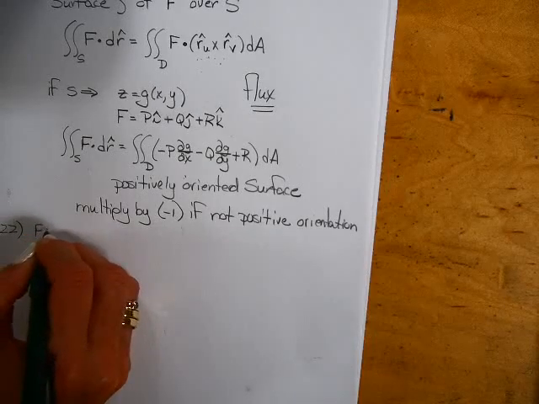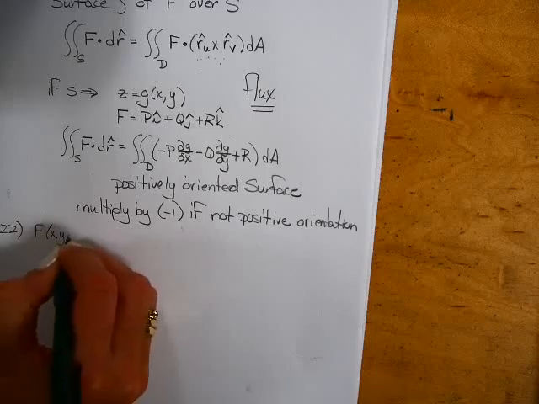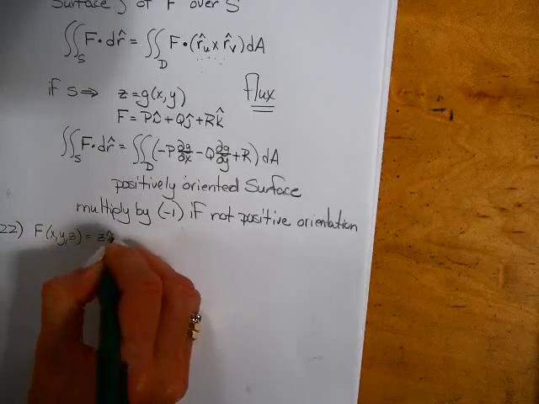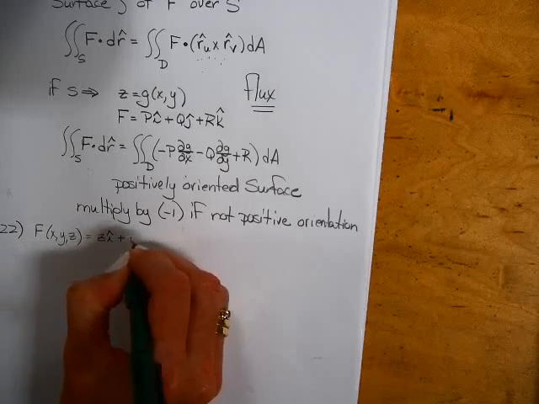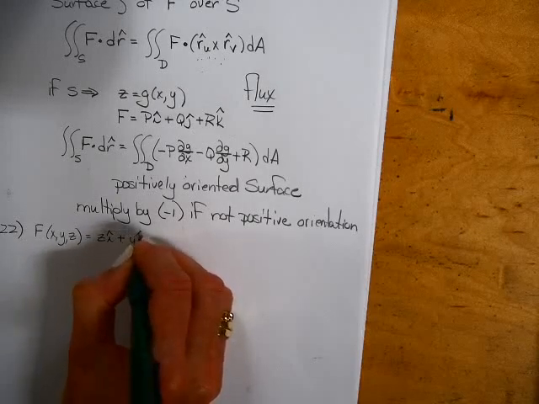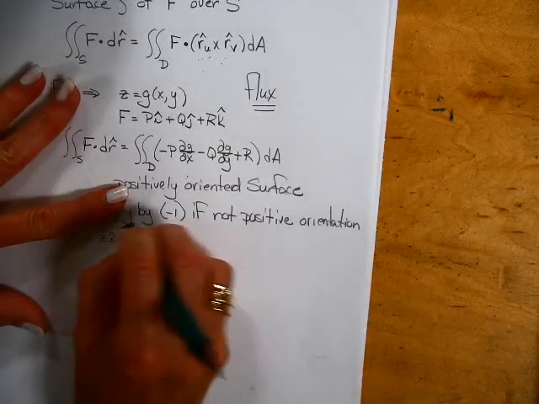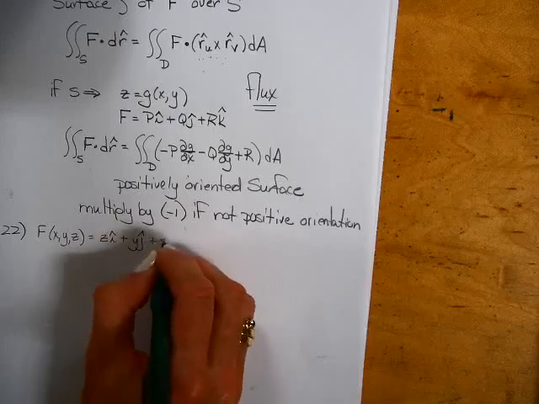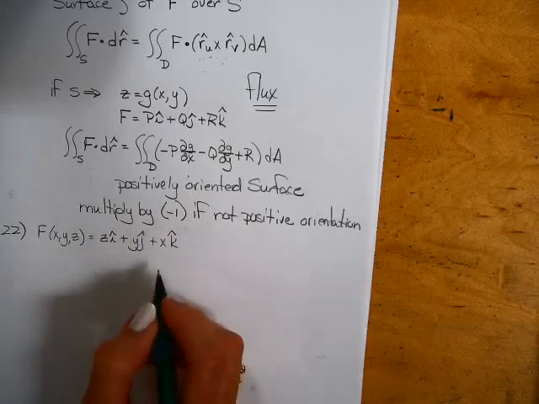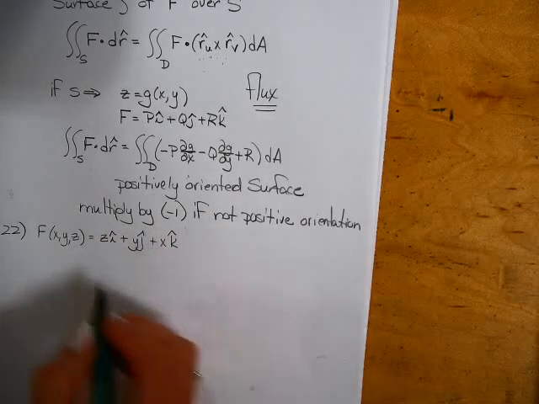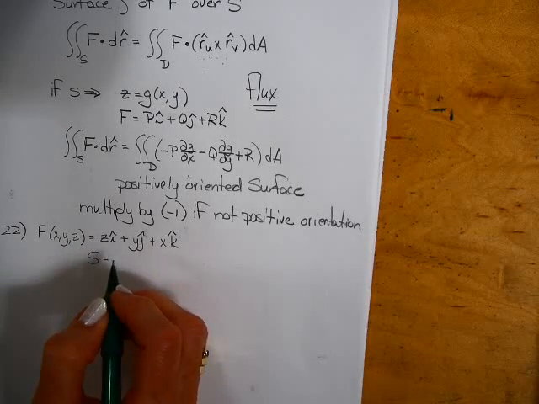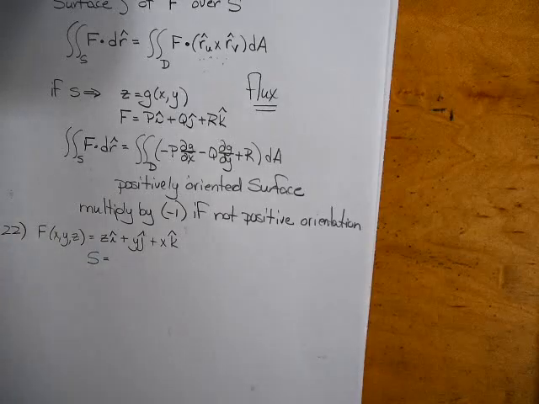Number 22 says F of x, y, z is z, y j, sorry, that's a j, x k hat, and it says S, the surface S, is the helicoid of exercise 7 with an upward orientation. So let me get back to exercise 7.